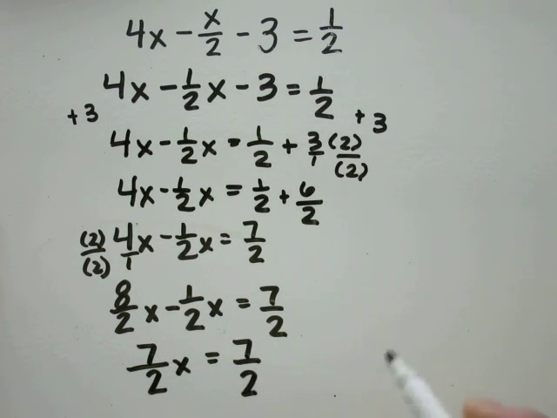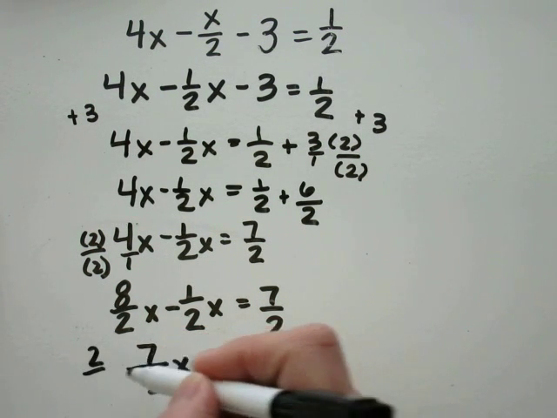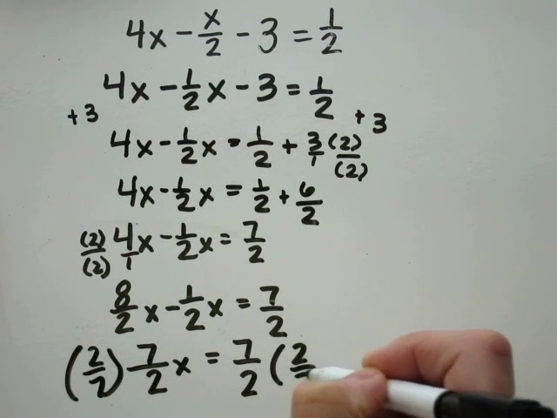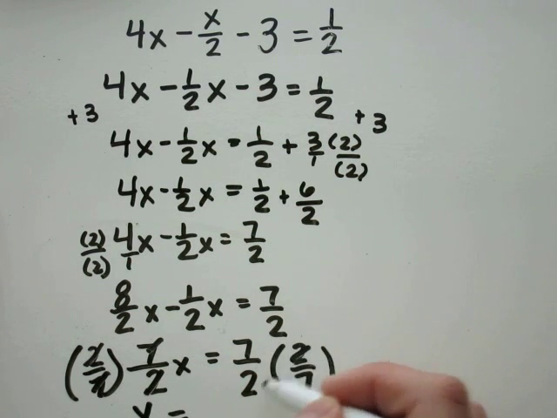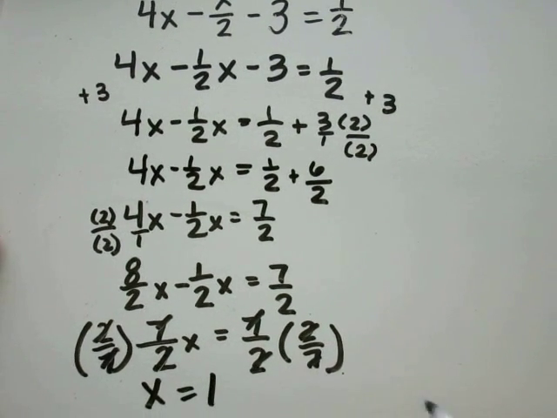To solve for x, I'm going to take the reciprocal of 7 over 2 on each side. That is going to cancel out to give me x equals, again, my 2's will cancel out, my 7's will cancel out, leaving me with 1.